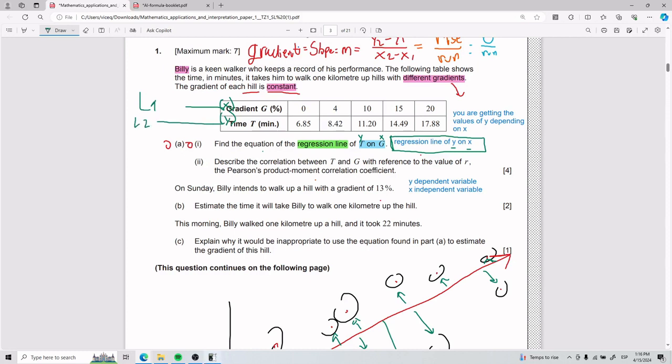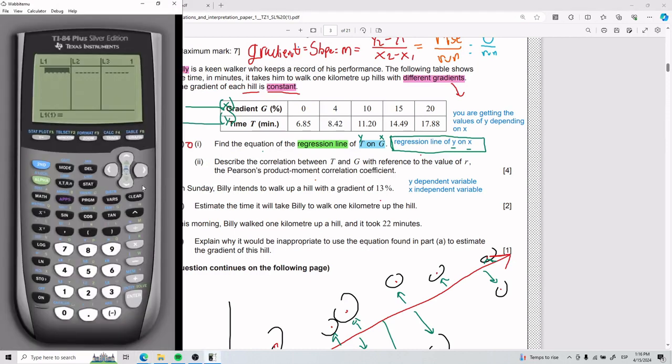Technically you can flip it, but I suggest that L1 is always X. Just do it the same way always. X is going to be L1. So you clear your lists, you put everything in. This L1 is going to be X, which is gradient.